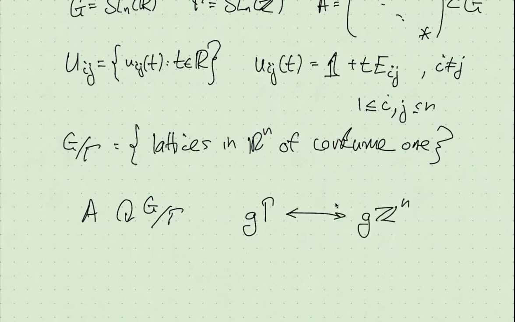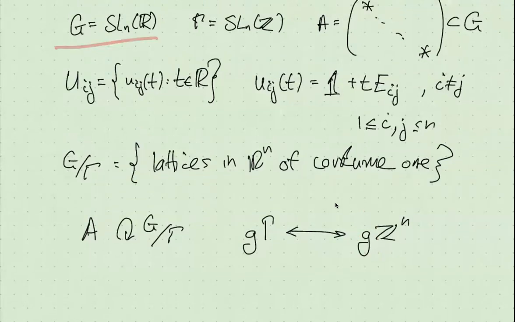Okay, is this clear? I just want to be sure that this is clear. This is an element in this space, and this is an element in this space. The covolume is one because the determinant of g is one, because g is in the group. And it's a bijection because this group is the stabilizer of this lattice.